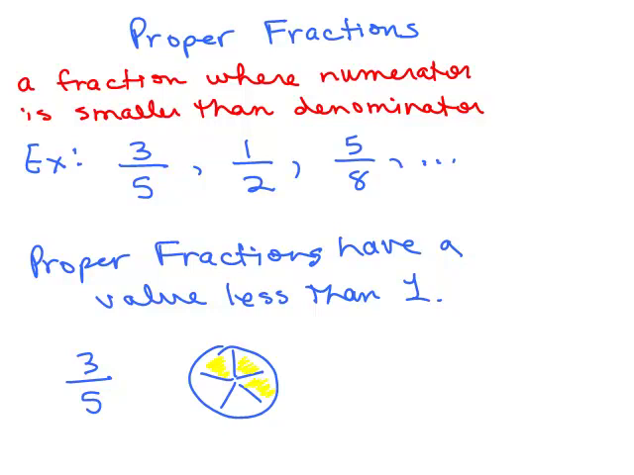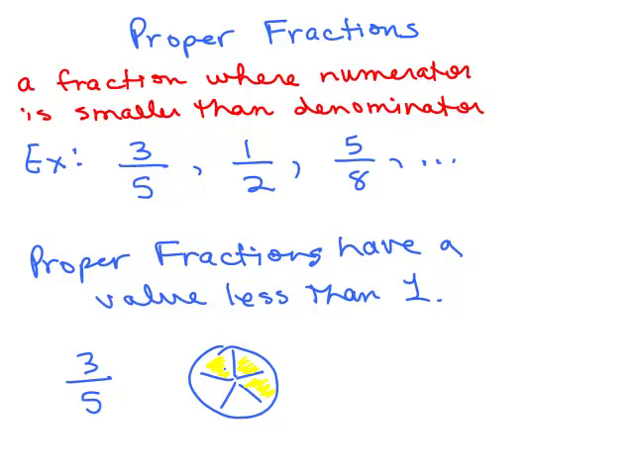Going to start with some vocabulary. What's a proper fraction? A proper fraction is a fraction where the numerator is smaller than the denominator. So here are some examples: 3/5, 1/2, 5/8. The numerator is smaller, and each of these has a value less than 1.